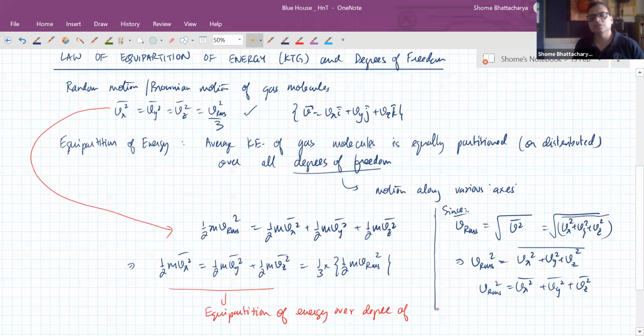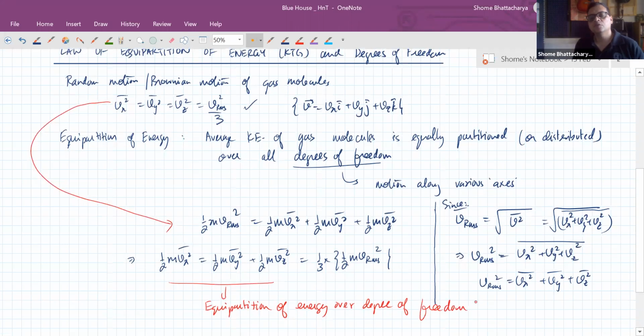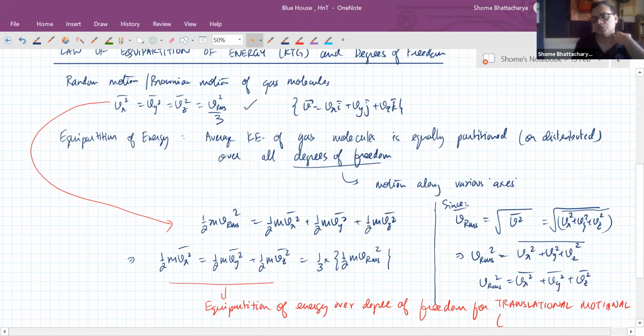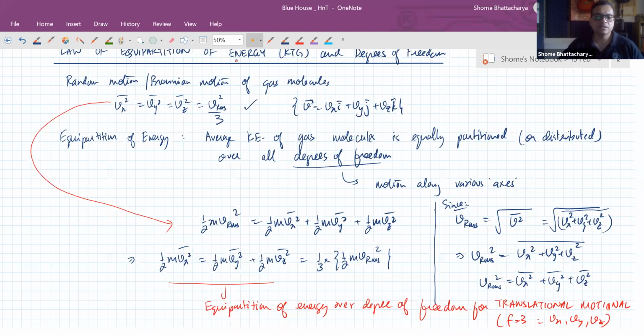But here, by degrees of freedom, we mean degrees of freedom for translational motion. We'll discuss rotational and vibrational motion also. But for translational motion, the degrees of freedom are 3 in number, because of motion along the x-axis, y-axis, and z-axis. So you can have motion along 3 mutually perpendicular axes, x, y, and z. So we say that there are 3 degrees of freedom for translational motion.